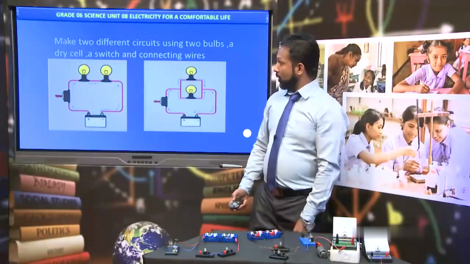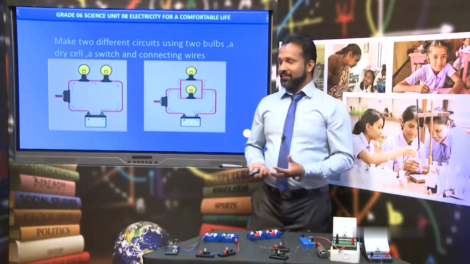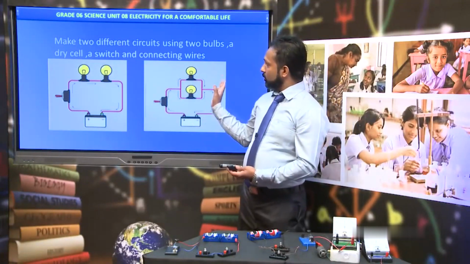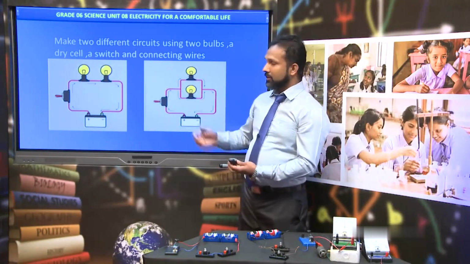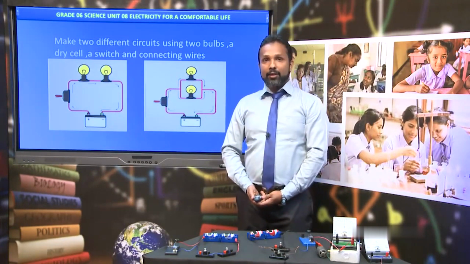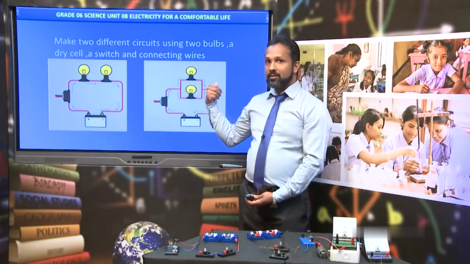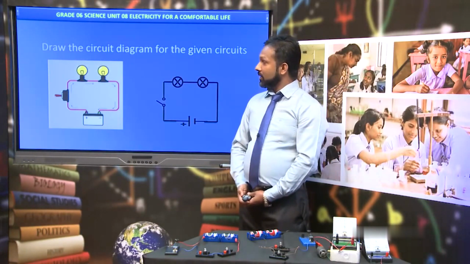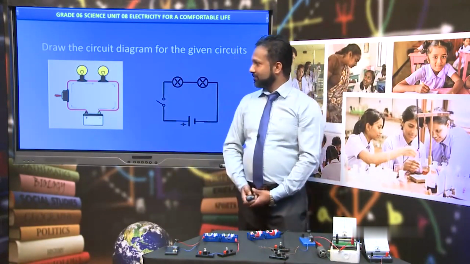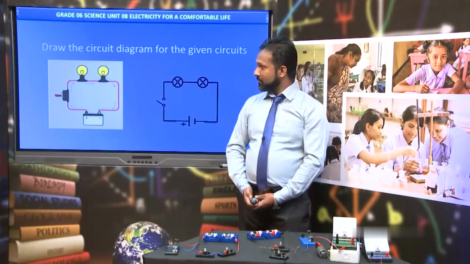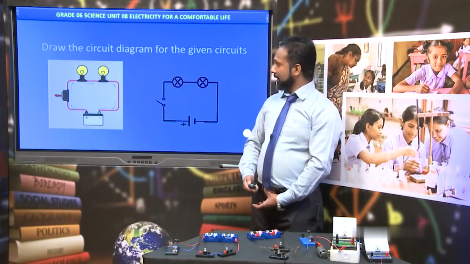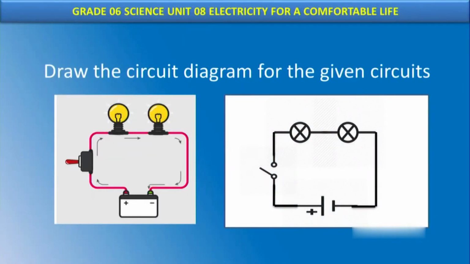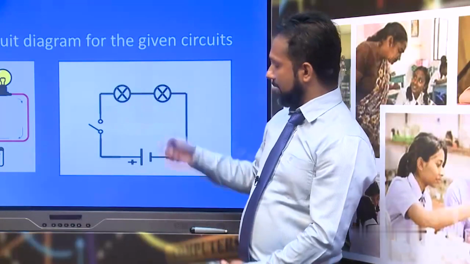Right. Now I am going to give you another activity. The two circuits are given. You have to draw the circuit diagrams for each circuit. Try to do it. Draw the circuit diagram for this circuit, where we keep two bulbs in the same line. It will be like this. You can watch: cell, switch, bulbs one after the other in the same line.